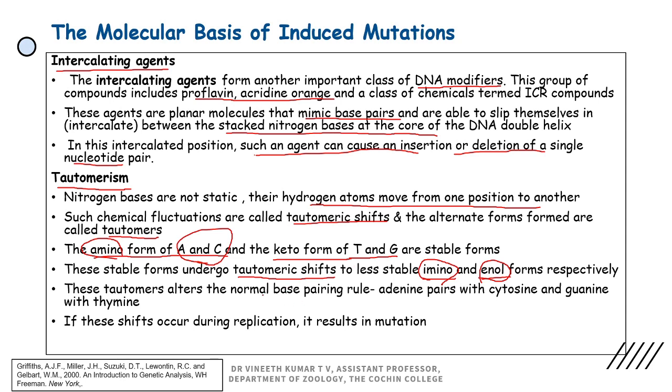And these tautomers alter the normal base pairing rule, that is, adenine pairs with thymine and guanine pairs with cytosine. This shift occurs during replication and results in mutation. So this is not caused by any other agents like alkylating agents or base analogs. This happens naturally under some conditions where tautomeric shifts can happen, and tautomeric shifts also result in mutation.